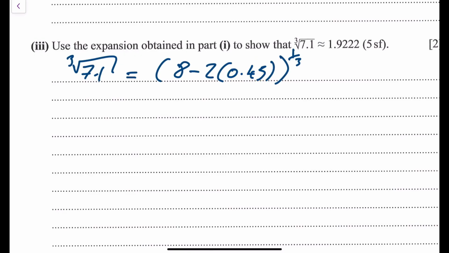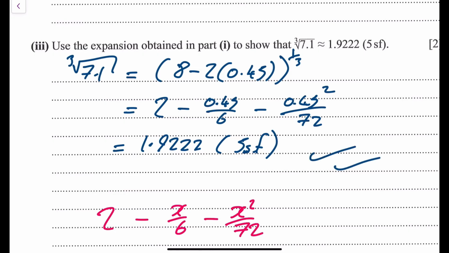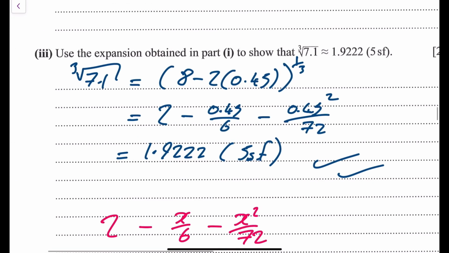Okay, so you can see clearly what we are trying to do here. So we can just fire that into our expansion. And our expansion, remember, was 2 minus x over 6 minus x squared over 72. That's what our expansion was. So we're just going to do then, this equals 2 minus 0.45 over 6 minus 0.45 squared over 72, which is equal to 1.9222 to 5 sig figs. And you know you've got your marks there, as I tell you, very nice.